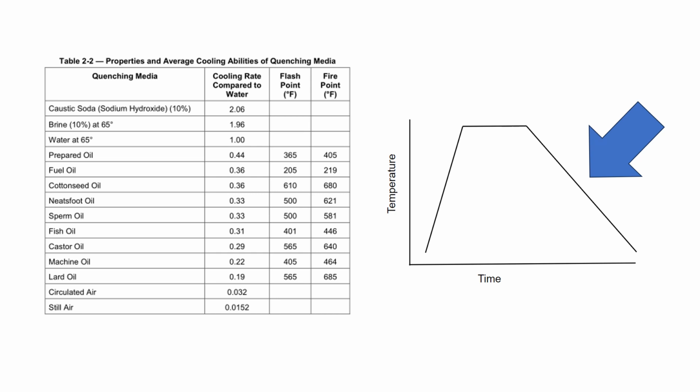So you can see here, and then by the time you get down to circulated air and still air, it's not cooling very fast. So this chart, I'm sure there's more charts than this. This is probably the boiled down version that they give the enlisted people in the military. But you can see here the different cooling rates of the different quenching materials in comparison to water.